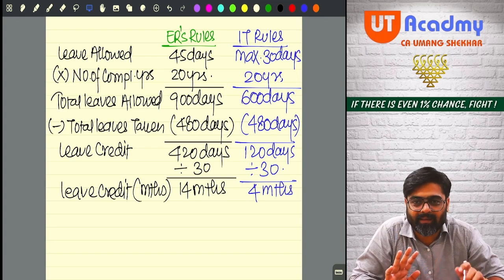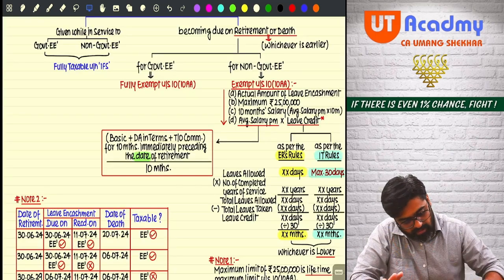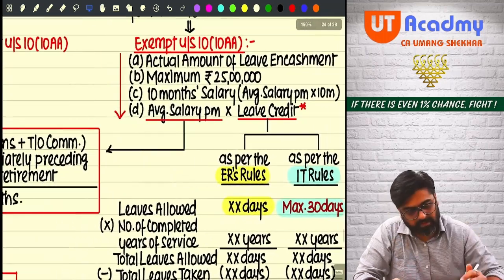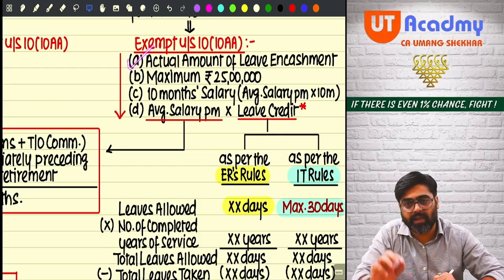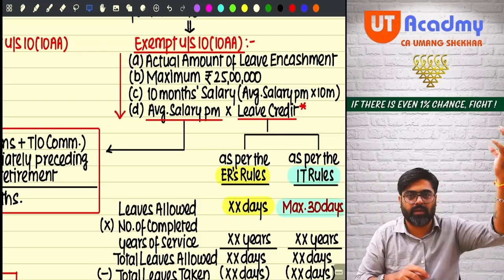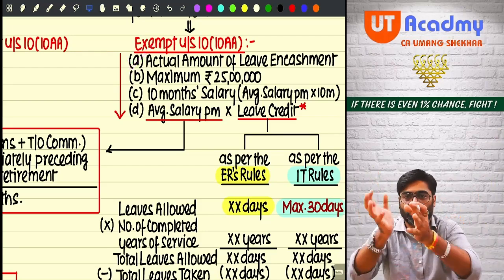Understanding? So tell me here. Can you see this exemption? What is limit A? Tell me. Limit A is the actual amount. Any problem? No problem. Whatever actual leave salary you have received, write it down.